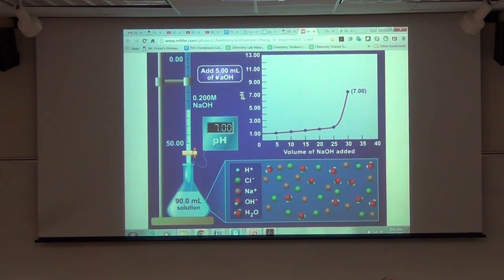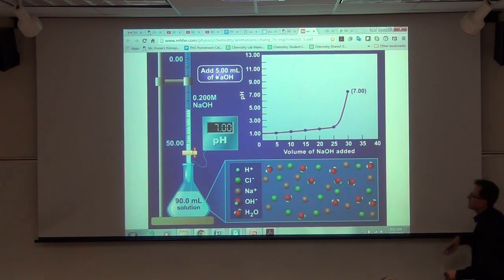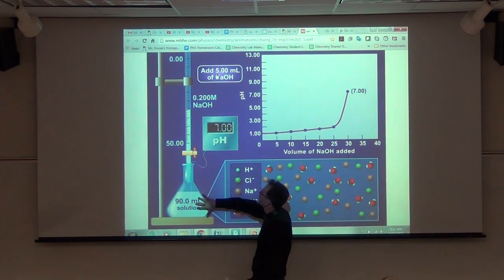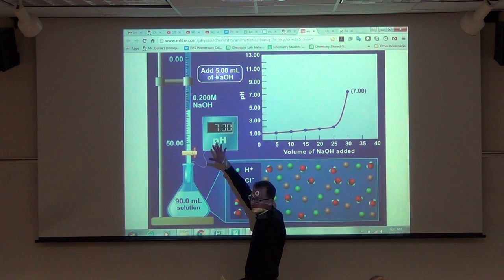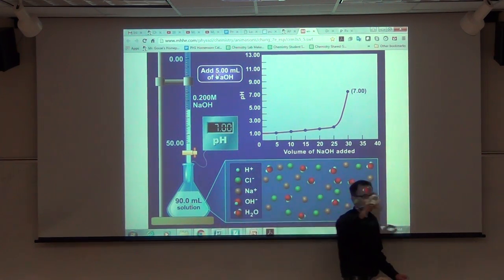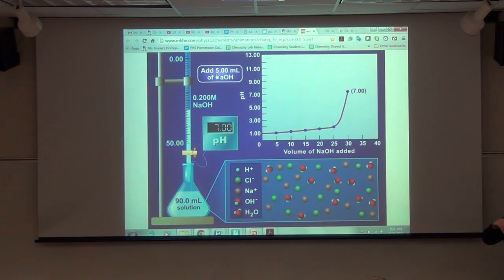Let's talk about the reaction right now. The reaction, technically, is HCl plus NaOH. I just want you to understand the difference between these two. We wrote this down once before, but HCl plus NaOH is a double replacement, right? So then you have H2O and NaCl. So then it says net ionic equation.